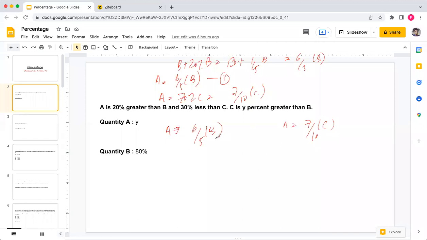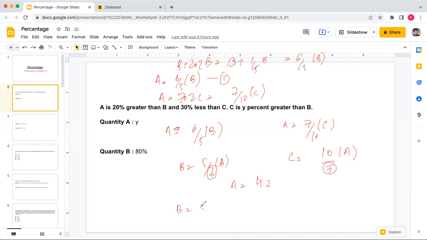Now just tell me one thing. If I do it this way, B is equal to 5/6 of A and C is equal to 10/7 of A. Now you can do it both ways. You can just take A as it is and proceed further. Then the other way is to assume some value for A. So what is the ideal way for assuming a value in this scenario? What is the multiple of 6 and 7? Yeah, the least common multiple of 6 and 7, right? So what is the LCM of 6 and 7? 42. So just assume A is 42.